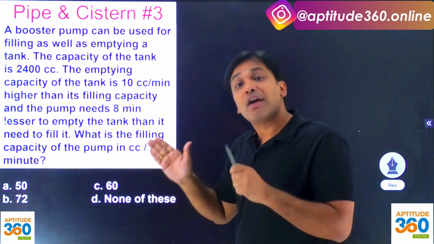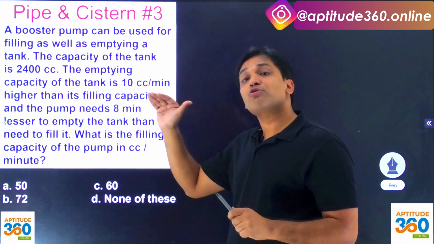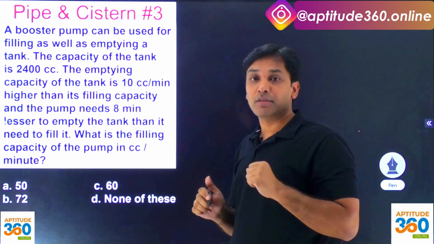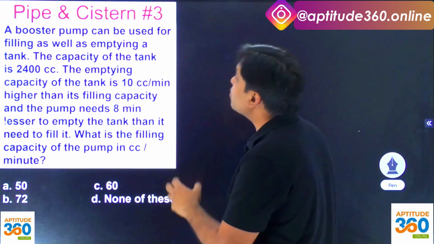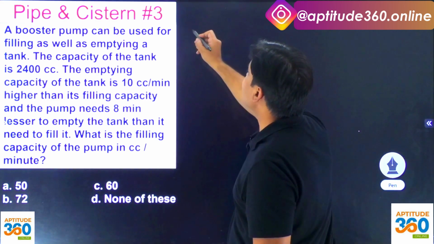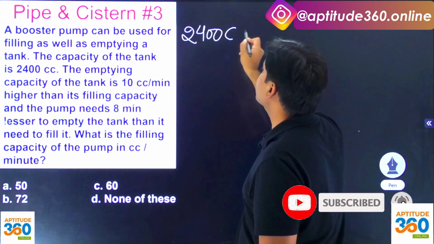Let us try to solve this problem. This seems to be a very complicated problem, but it is not. You can solve this question in 2-3 steps. So pause the video, try to see if you can manage this particular question. This one says that a booster pump can be used for filling as well as emptying a tank. The capacity of the tank has been given to you, which is 2400 cc, right?